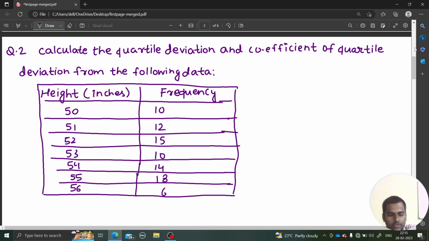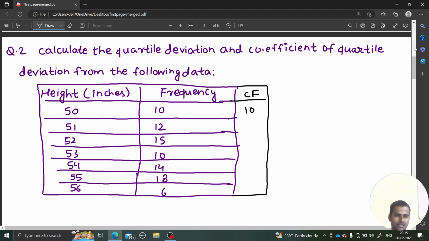In this, height is given and corresponding to that frequency is given. So what we will have to do additionally is to create a cumulative frequency table. Okay. So I will have to start from 10. I hope you know how to create cumulative frequency table. If not, let me tell you in short. So you start from 10. Now you add 12 to that. You add the next frequency. So that becomes 22.